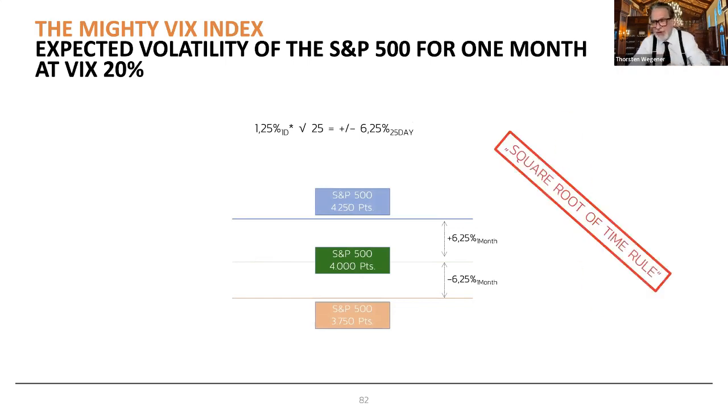3,750. If you want to look it up, it's called the square root of time rule. Just memorize, you can divide it by 16. And then you have the daily returns expected for the next day, what the VIX is quoting. And it's pretty reliable. I'll tell you the numbers, how much, in a second.